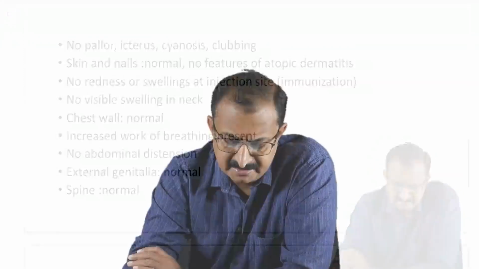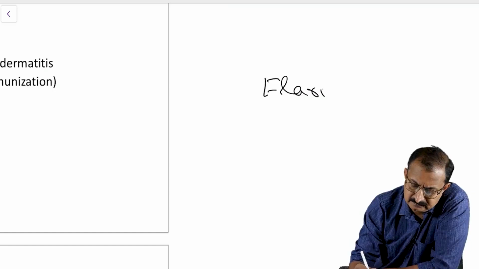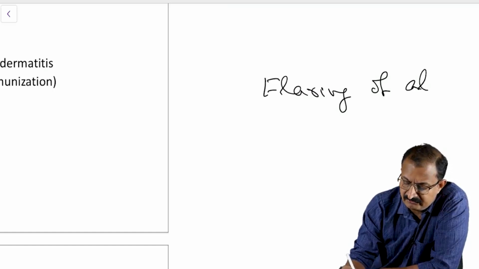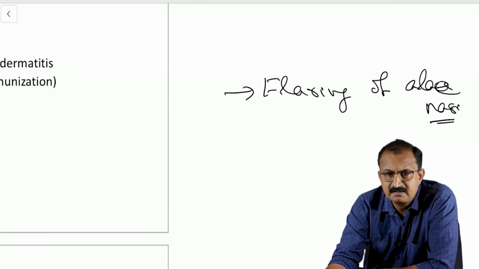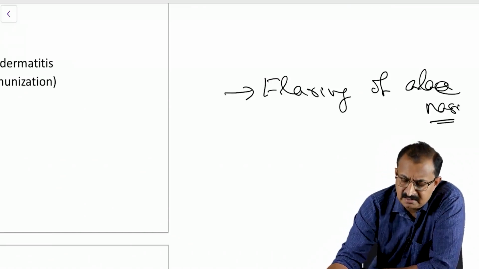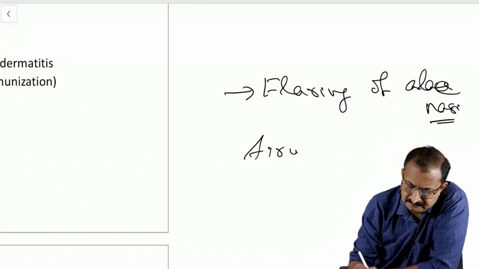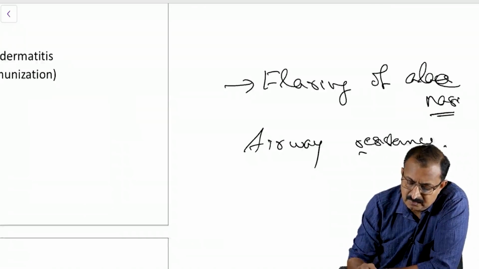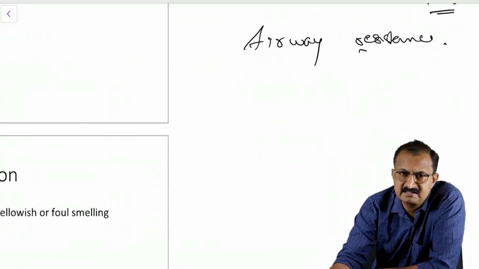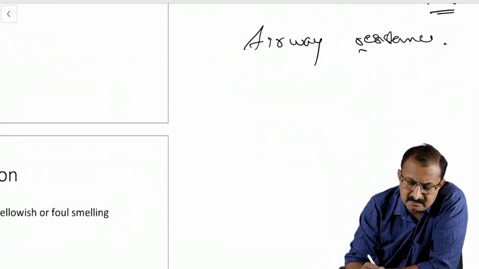So increased work of breathing will be manifested as, one, flaring of alae nasi. So what is the purpose of this flaring? It is related to the airway resistance. Maximum airway resistance is in the larger airways like the nasopharynx and trachea.